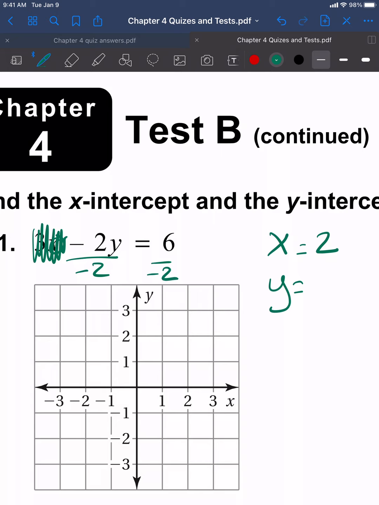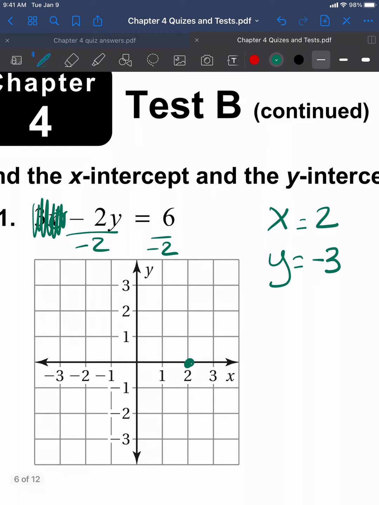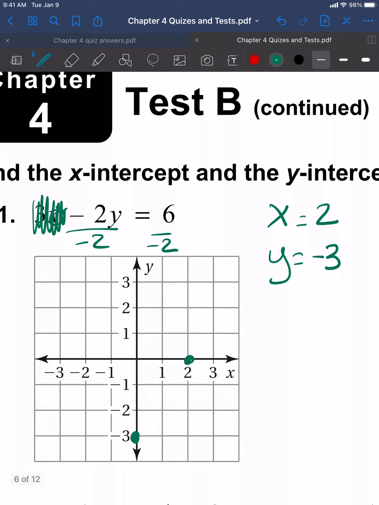What is 6 over -2? -3. Very good. And that's all I have to do. Now I just get to go plug those points on the line. X is 2. So go to your x, go to 2. Y is -3. So go to the y, go down 3. And there's your little line. Perfect.